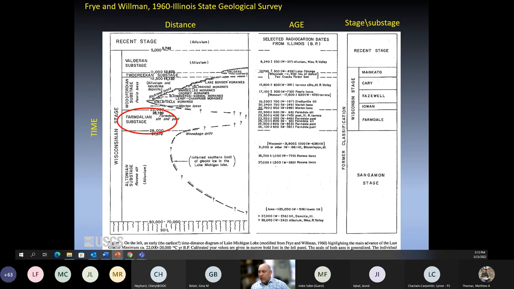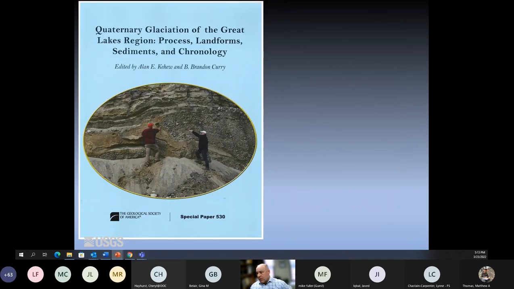They identified certain important stages that were then recognized by other states throughout the Midwest. But one of the problems we still have is that the geology stops a lot of times at the state boundaries. So what system's been established in one state doesn't necessarily correlate to other states. Some work has been done more recently to try and move forward with that. This is a recent publication from GSA on Quaternary glaciations.